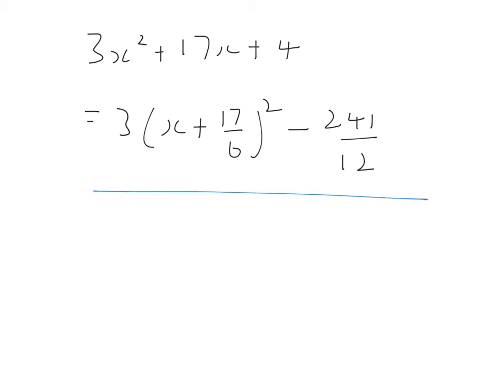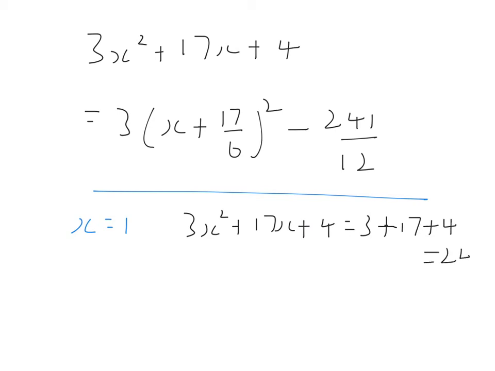Always a good idea to check your work. So let's take, for example, x is 1. If I take x is 1, 1 squared is 1, 1 times 3 is 3. So 3x squared plus 17x plus 4 is 3. 17 times 1 is 17. 4 is just 4, so that's 24.